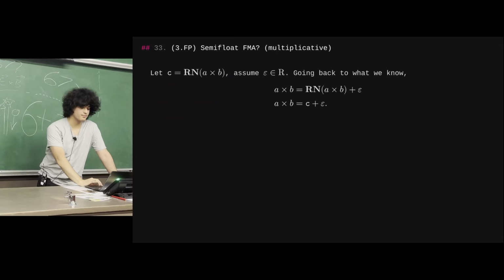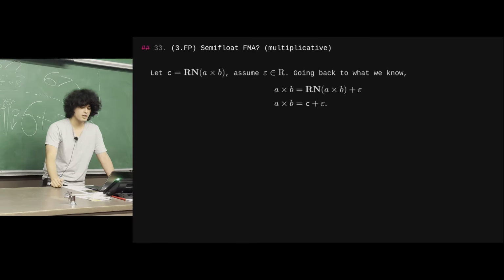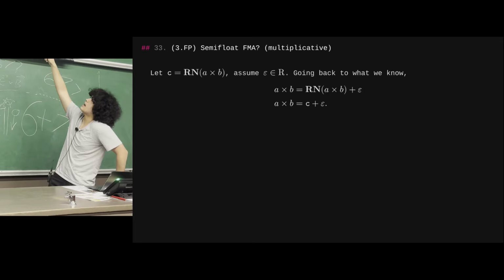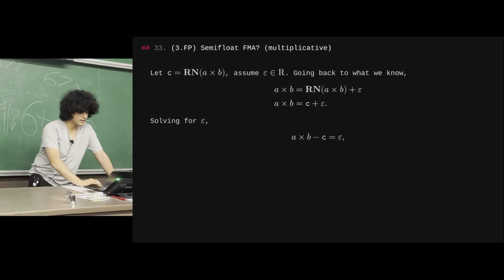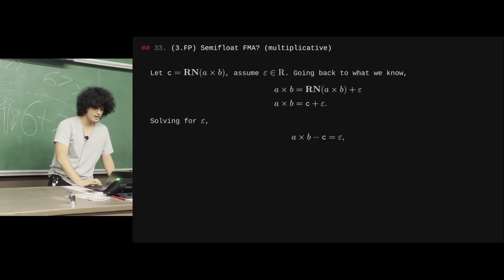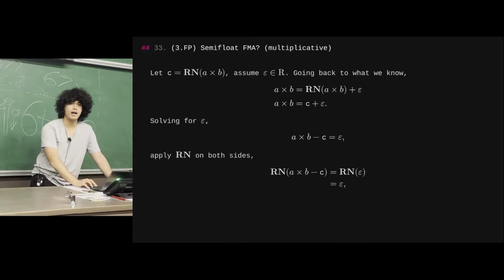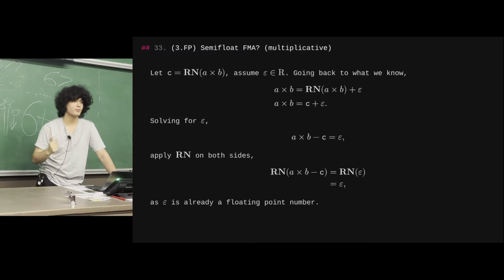So we're actually trying to derive something like this. Starting with what we know, we want to find a closed form equation for epsilon. So remember that the real value, a times b, is actually the rounded value plus some epsilon. So we'll define c there. So we'll solve for epsilon, which is basically a times b minus c. So it's pretty intuitive. We haven't really done anything crazy yet. But what we can do now is apply Rn to both sides. And Rn of epsilon is equal to epsilon, right? Because epsilon's already a floating point number.